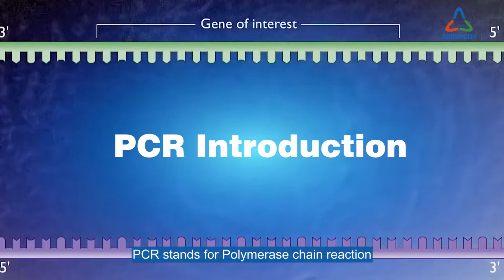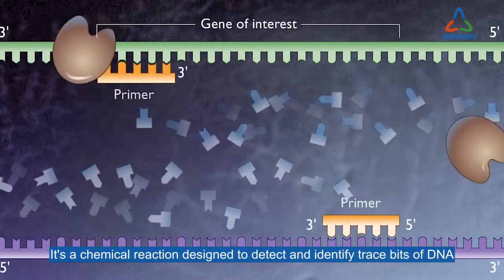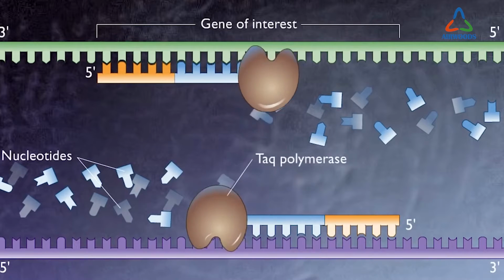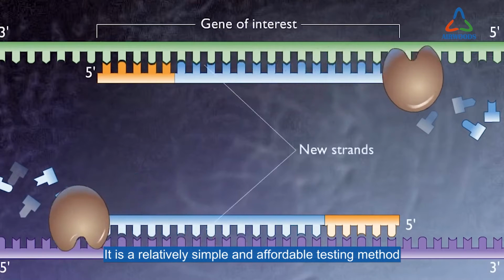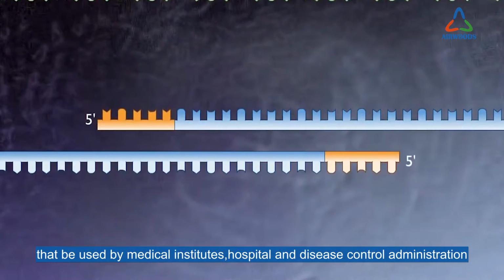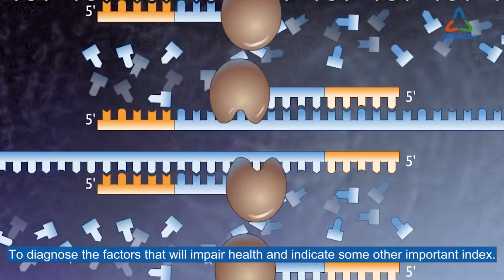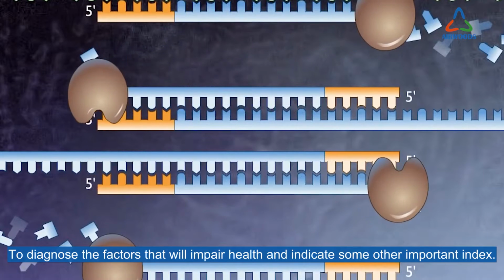PCR stands for polymerase chain reaction. It's a chemical reaction designed to detect and identify trace bits of DNA. It is a relatively simple and affordable testing method that can be used by medical institutes, hospitals, and disease control administrations to diagnose the factors that will impair health and indicate some other important indexes.